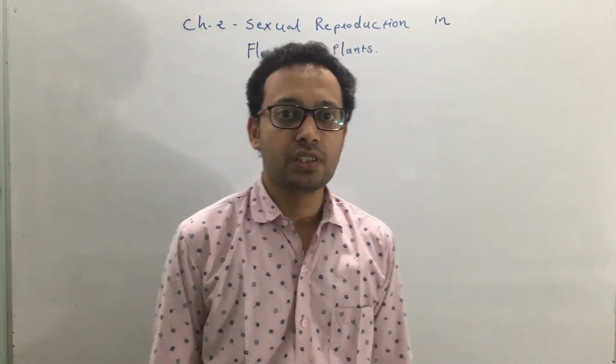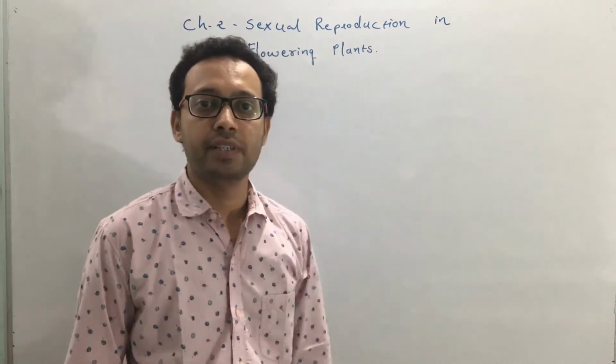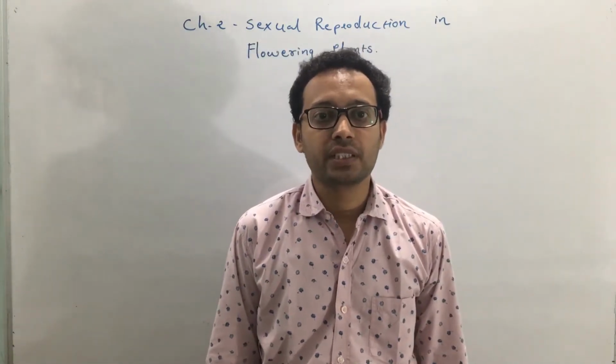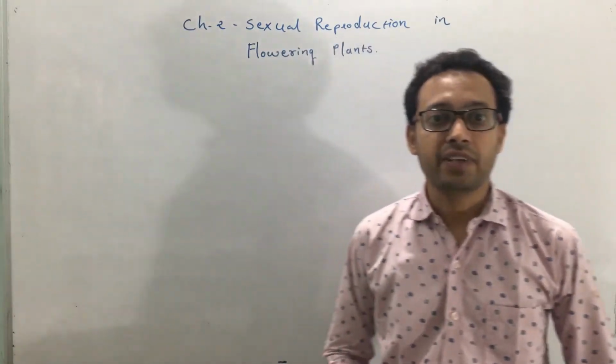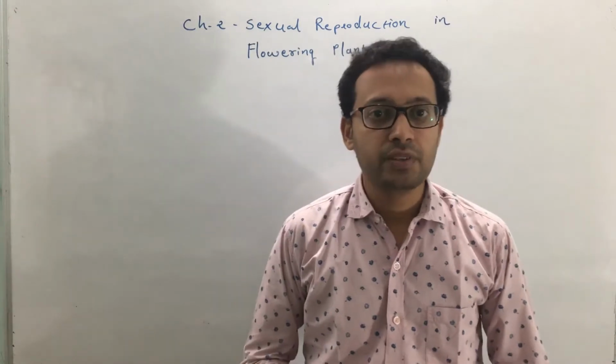Welcome back, dear students. We have already started with chapter number 2. It is sexual reproduction in flowering plants, that is angiosperms. In the last session, we discussed the sexual reproductive part of an angiosperm, and that is a flower. We have understood the different parts of a flower.